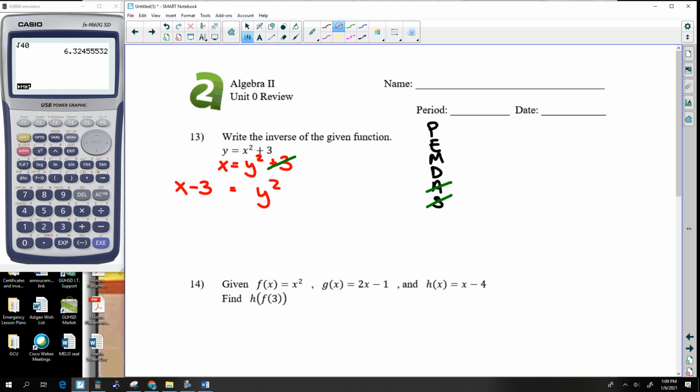Is there anything dividing my y? No. Is there anything multiplying my y? No. Is there any exponents on my y? Yes. To get rid of that square, I need to square root. Don't forget the plus minus on that. And there you go. So that implies that my inverse is equal to the plus minus the square root of x minus 3.